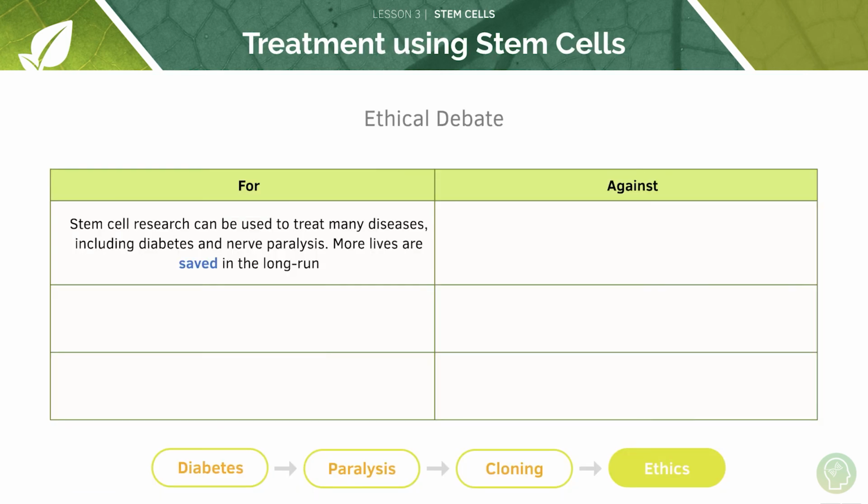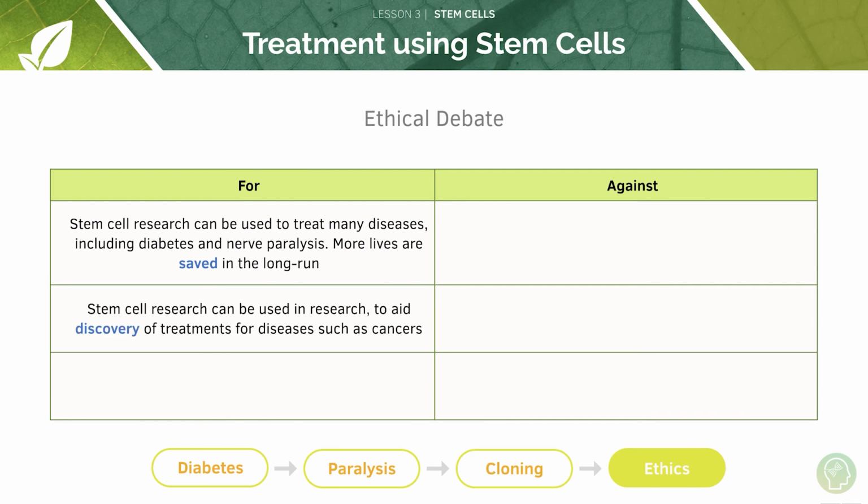So stem cell research can be used to treat many diseases, including diabetes and nerve paralysis. Therefore, surely it should be utilised, because obviously diabetes and paralysis are very debilitating diseases. So this is an argument for using stem cells. Also, stem cell research can be used to aid discovery of treatments for diseases such as cancers, so we shouldn't be rejecting these stem cells that we can perhaps use in order to aid development of our current global medical landscape.